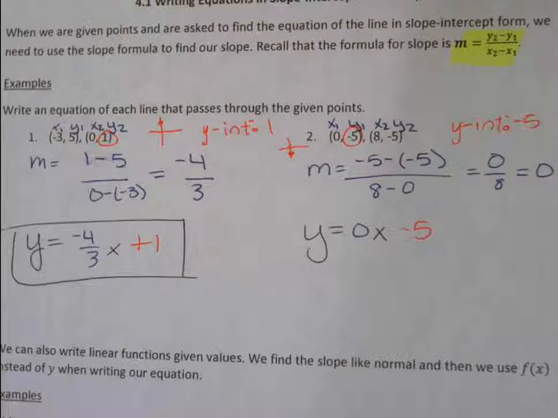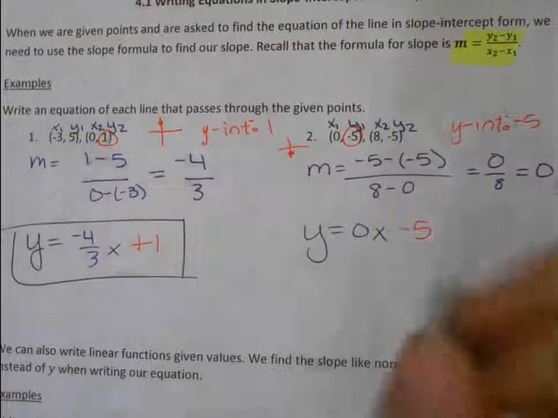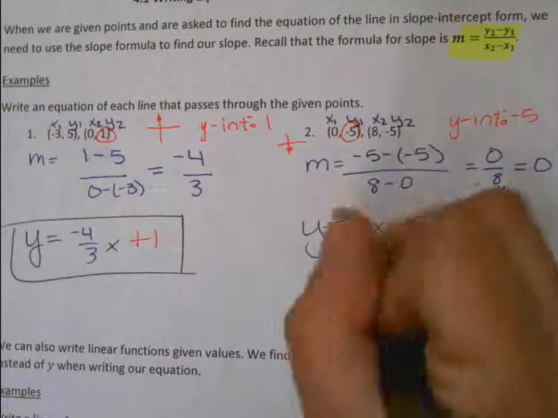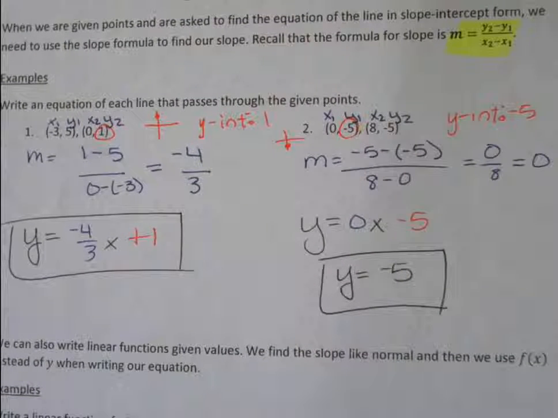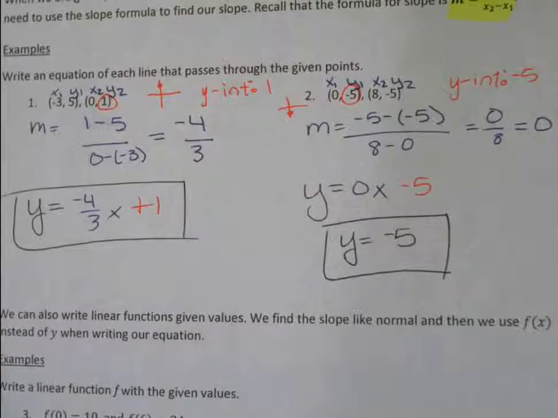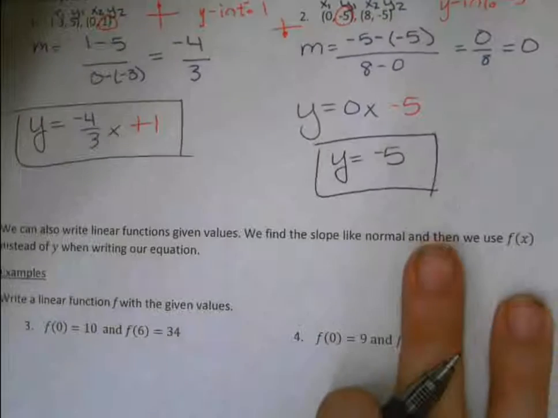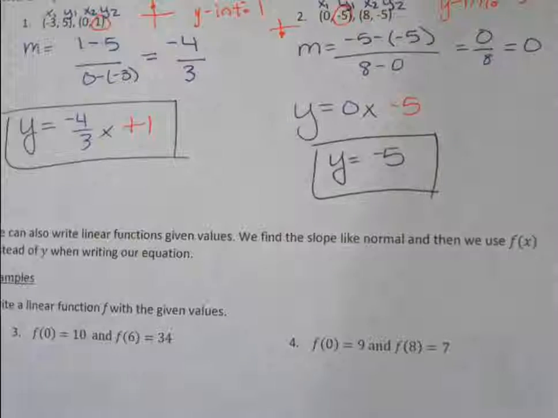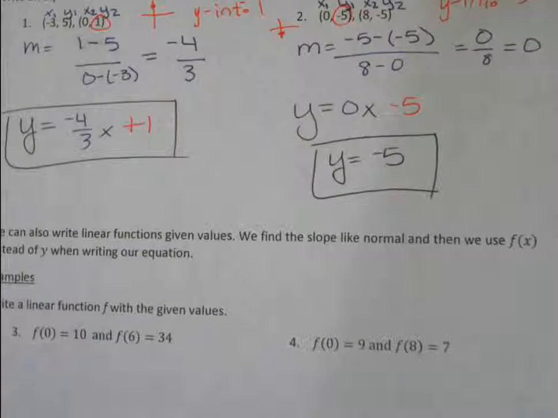No. Because it's 0x, it's the same thing as saying I have no x's. So I can rewrite this, but when I rewrite it, it's just y equals negative 5 is how I would rewrite it. I just completely skipped the x term. Questions on number 2? Can I move on to number 3?